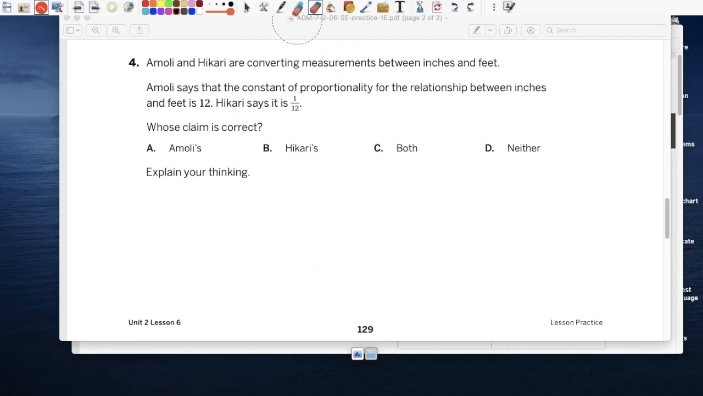Okay. Let me not create a table. The relationship between inches and feet is 12. Hikari says it's 1 over 12. Who is correct? So they said a relationship between, and order matters here, between inches and feet.